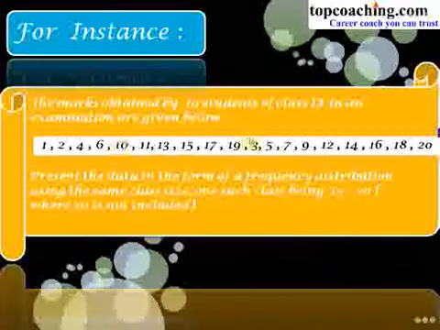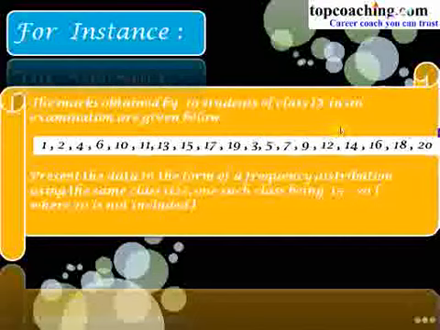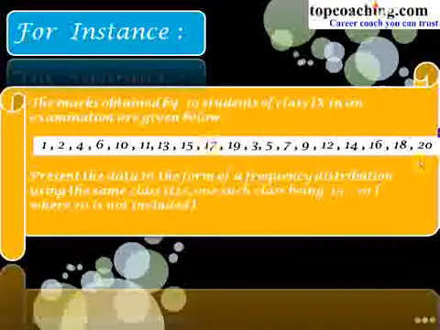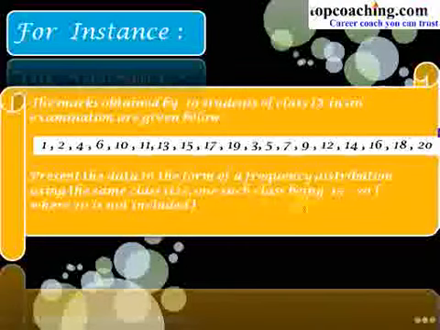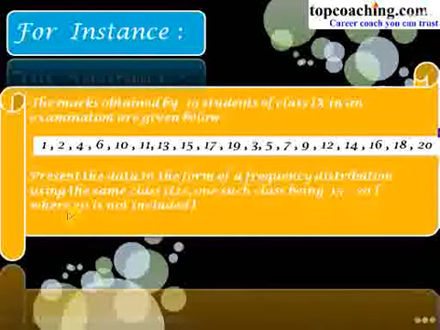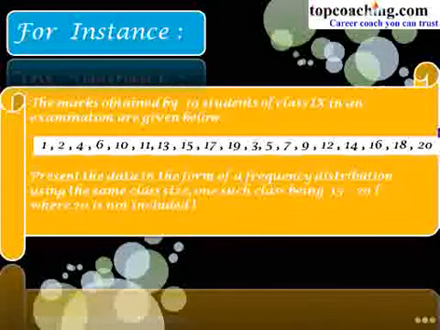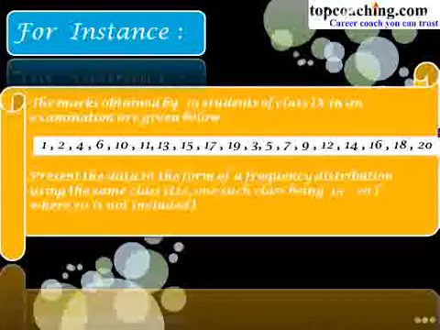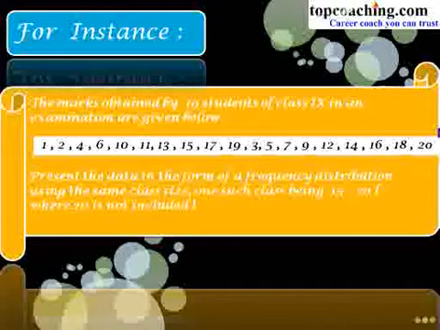Let's say the marks obtained by 19 students of class 9 in an examination are given below. Present the data in the form of a frequency distribution using the same class size, one such class being 15 to 20, where 20 is not included. Here we have been given the marks of 19 students of class 9, and we have to prepare the frequency distribution table with the help of the given data. So let's proceed to our solution.